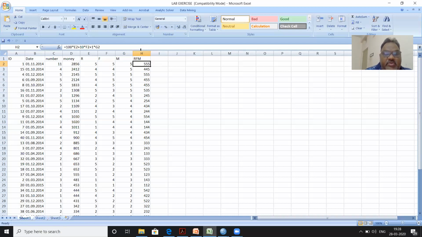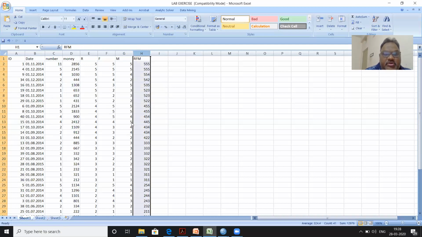Now, again, we want to arrange from highest to lowest. So what's the conclusion? There are only 2 customers who are recent customers, frequent visitors, and high spenders. So in this way, we're segregating our RFM score. This is a very simple way to explain, but I will explain it in SPSS.